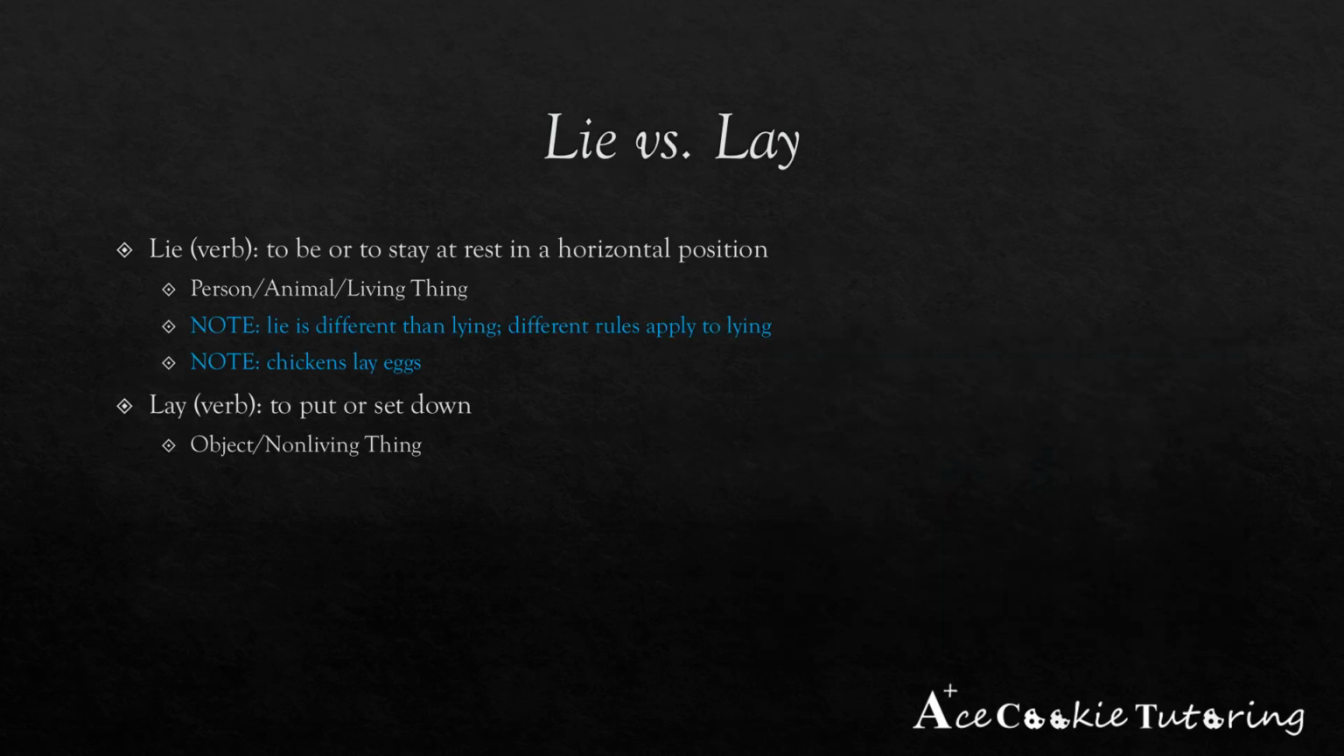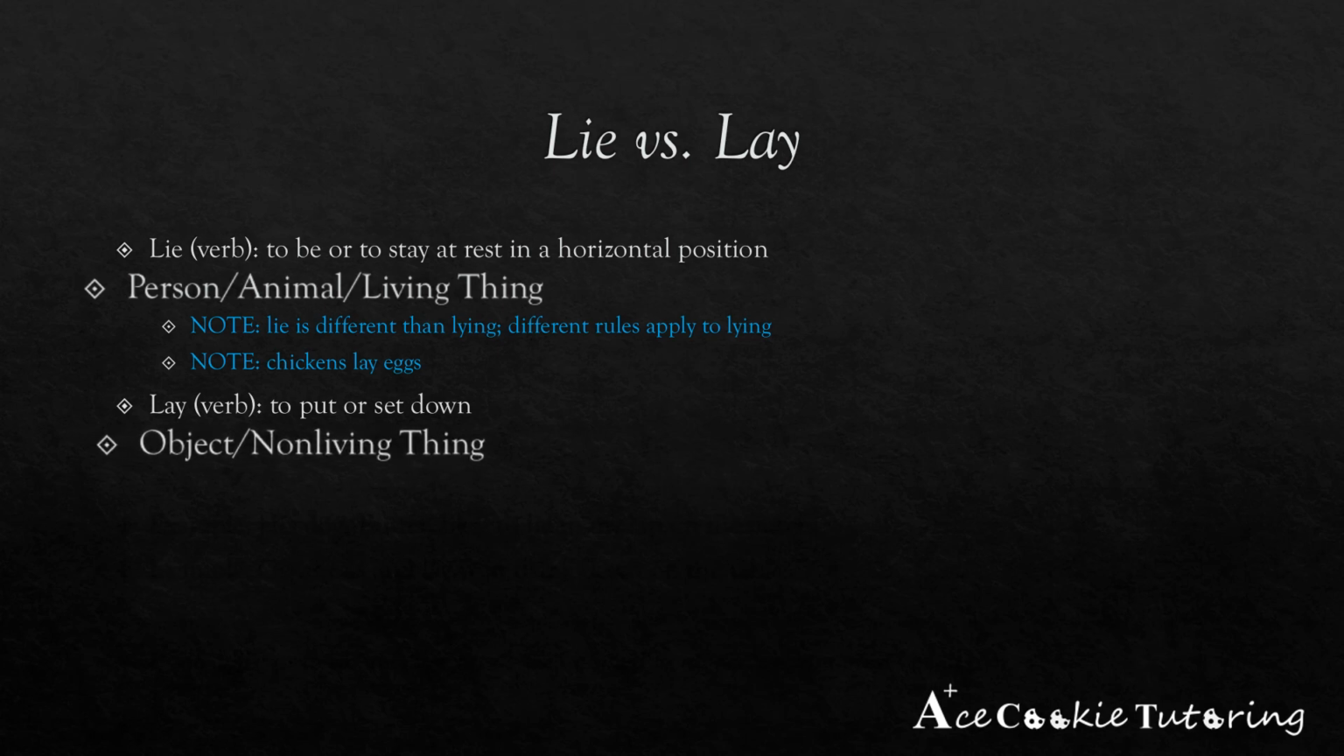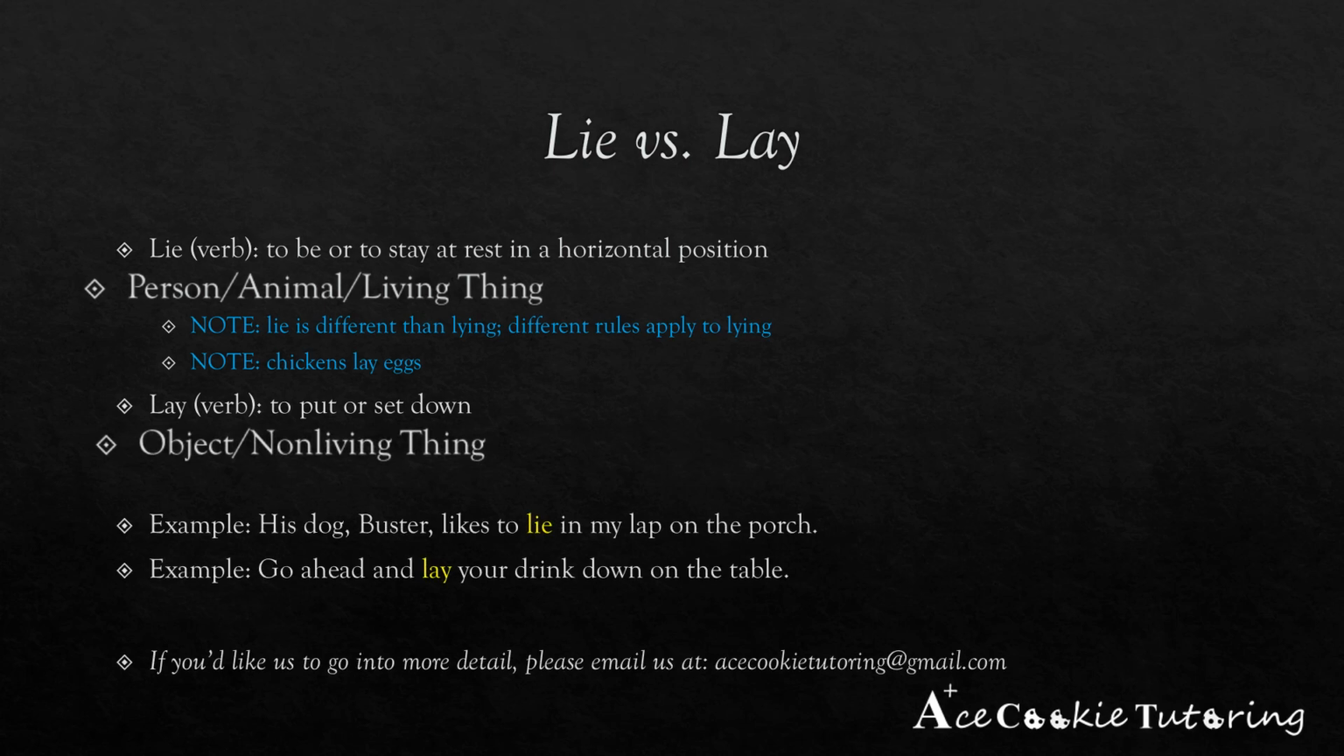Now this one can be complicated for a lot of people. Lie versus lay. Now, lie is to be or stay at rest in a horizontal position. This applies to a person, an animal, or a living thing. Lay is similar. It's to put or set down, but it's referring to an object or a non-living thing. These are both the way we're talking about right now, the act of either lie or the act of lay.